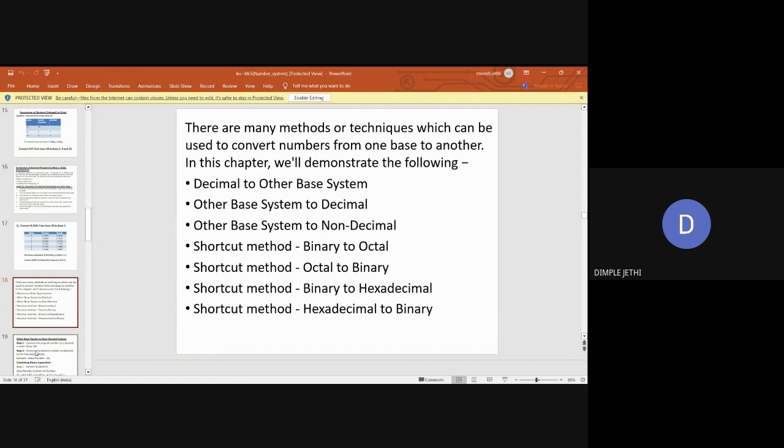Not in decimal, but how to convert from one non-decimal number system to another non-decimal number system. Means you may be given convert from binary to octal, or from octal to hexa, or from hexa to octal, from other base system to non-decimal, not decimal. Till now we were doing decimal to other base system and from other base system to decimal, but now we have to do from one non-decimal number system to another non-decimal number system. Is my question clear?